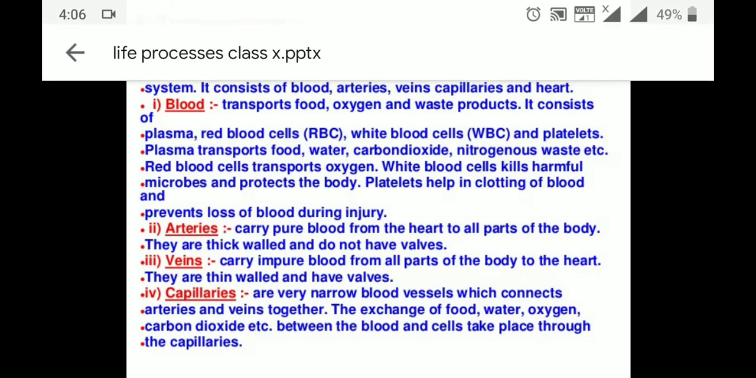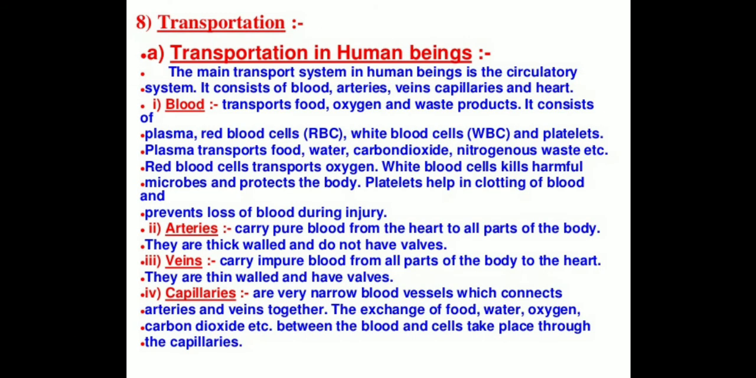So now we are going to learn the process of transportation in human beings and plants. So first of all, the transportation system in human beings. The main transport system in human beings is the circulatory system. It consists of blood, arteries, veins, capillaries and heart.